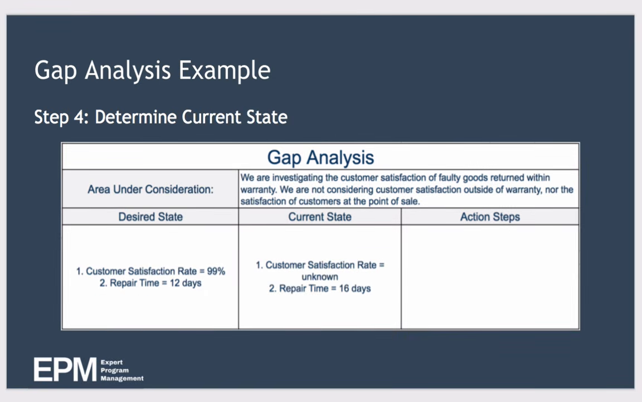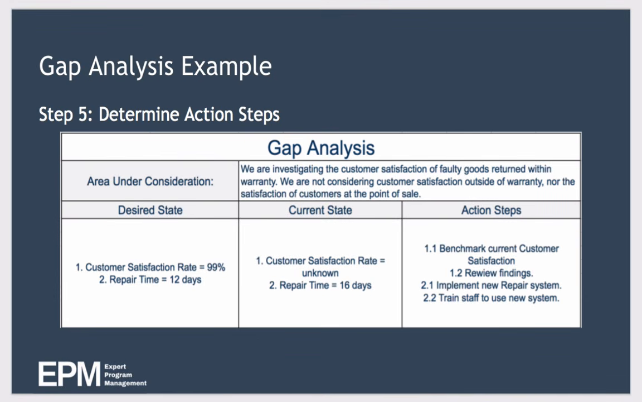So step 4, determine the current state. So now that we know the targets we want to achieve, in this step we assess where we are currently against those targets. Now, unfortunately for this company in our example, it doesn't currently benchmark customer satisfaction, but it does know that the average repair time is 16 days. So we update our gap analysis template to reflect this. And that's it. We have reached step 5, where we determine the action steps.